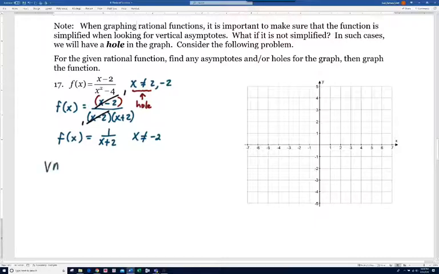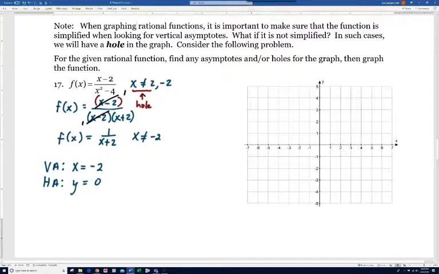So let's do that. At our restricted value, we'll have a vertical asymptote. As far as horizontal asymptotes are concerned, notice that we're bottom heavy here. The degree in the denominator is greater than it is in the numerator. That was case 1, where the asymptote will be y equals 0.